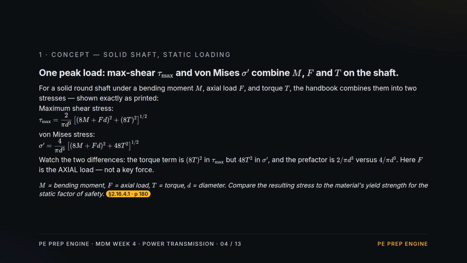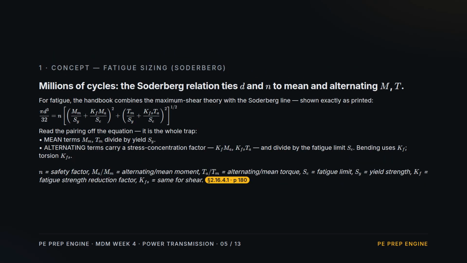Concept 3. The solid shaft under a single peak load. Bending, axial force, and torque don't act alone. The handbook combines them into 2 stresses. The maximum shear form and the von Mises form look almost alike, but 2 things differ. The torque term is 8 times T squared in the shear stress and 48 times T squared in the von Mises. And the leading fraction is 2 over pi times d cubed versus 4 over pi times d cubed. Copy them apart carefully, and note that F here is the axial load on the shaft, not the key force we're about to compute.